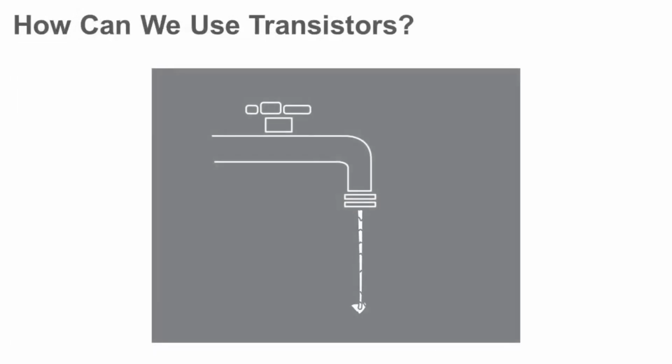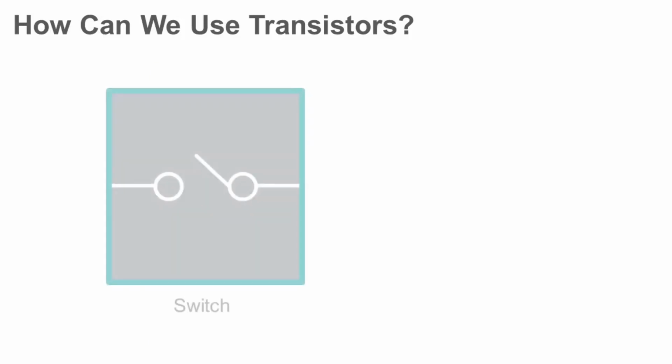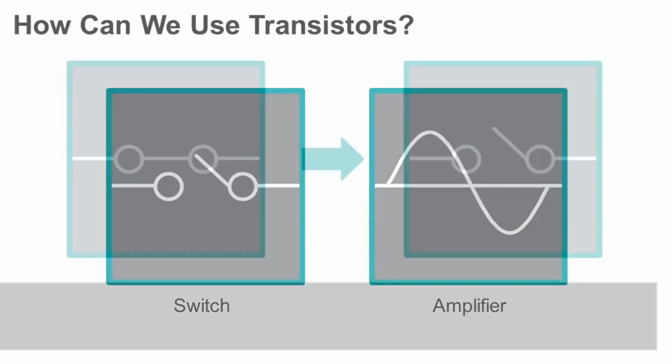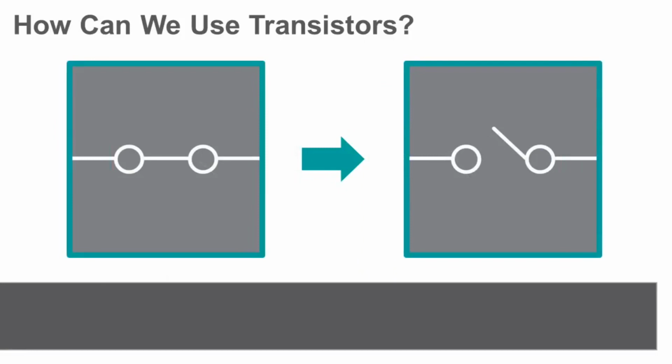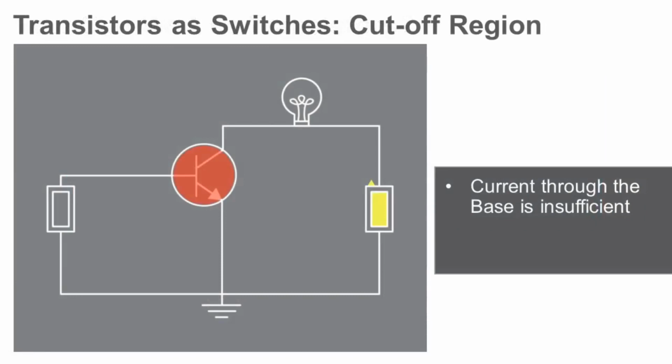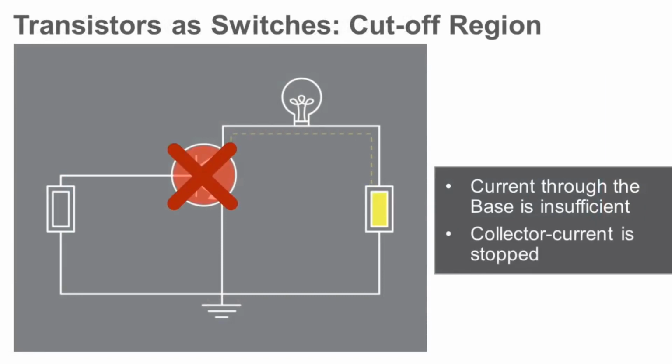The two most common applications are transistors as switches and transistors as amplifiers. Using a transistor as a switch is relatively simple. A mechanical switch turns a circuit off by breaking the circuit. A transistor turns a circuit operation off by supplying insufficient current through the base, which stops the flow of collector current. Applying different currents to the base changes the current through the collector and emitter. When the current through the base is insufficient, the collector current is stopped and the circuit cannot operate. This means the transistor is operating in the cutoff region.